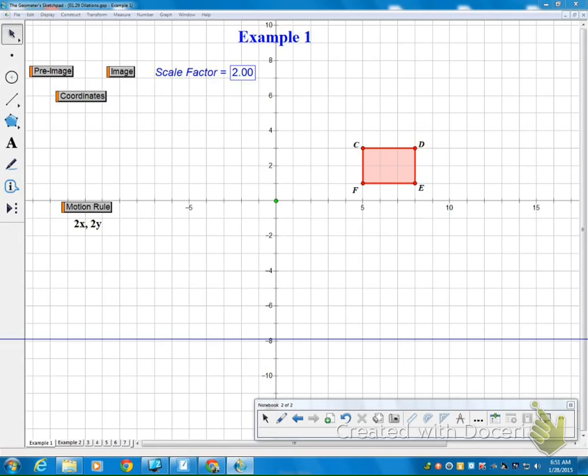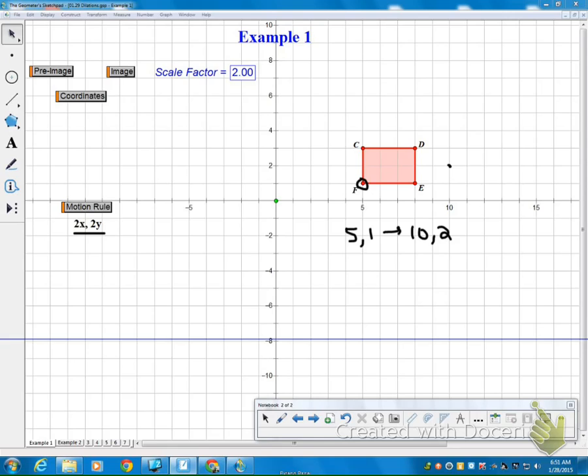If you take a look at our motion rule right over here, you can see that I take my x coordinates and multiply them by 2, and I take my y coordinates and multiply them by 2. So let's look at point F right here. I start off at 5, 1, and I'm going to dilate it by a scale factor of 2, so I take 5 times 2, and that's 10. I take my 1 times 2, and that is 2. So my new point should be 10, 2 right here.